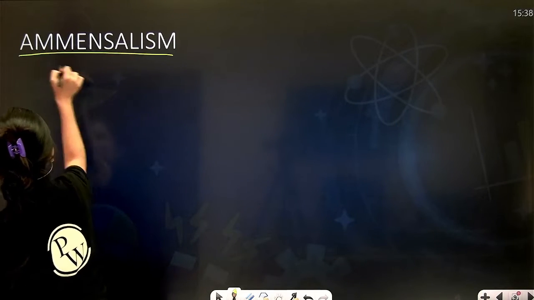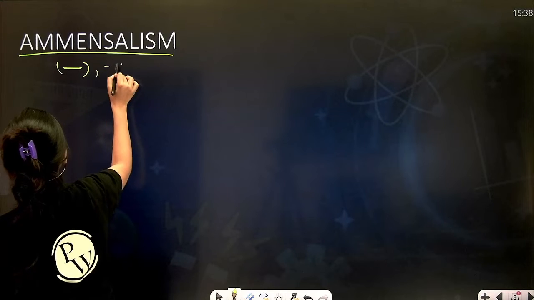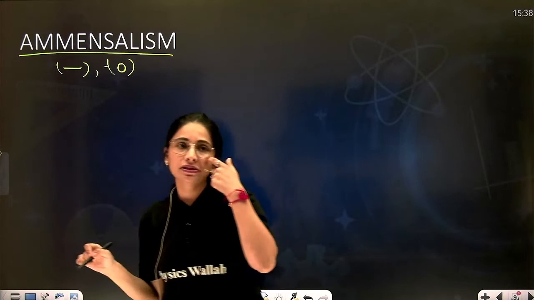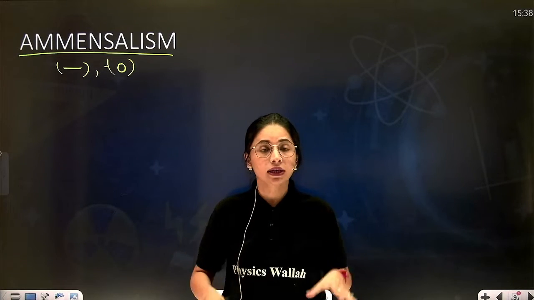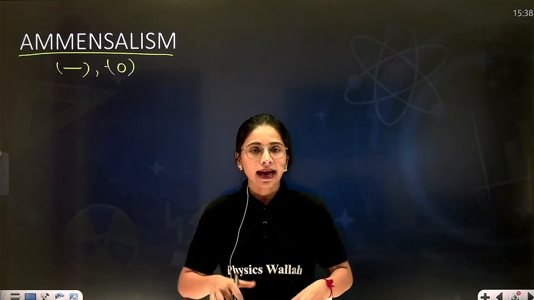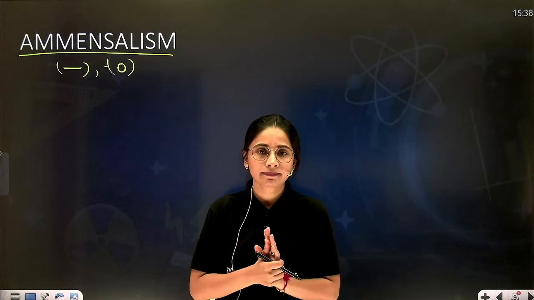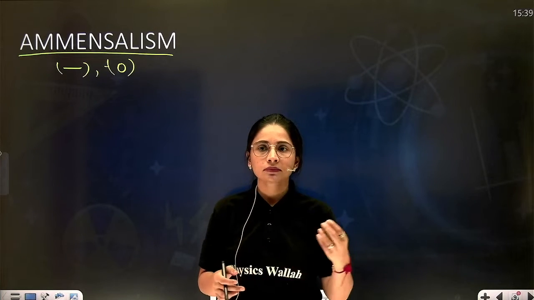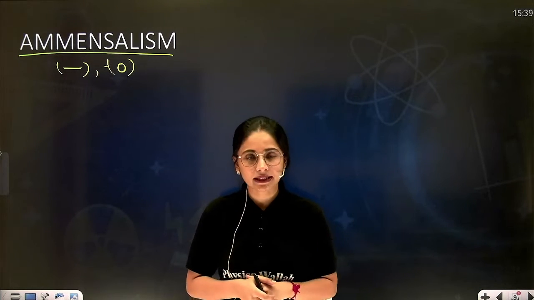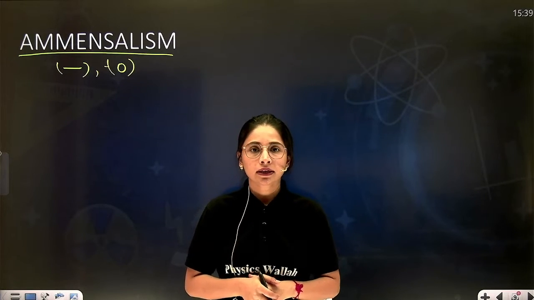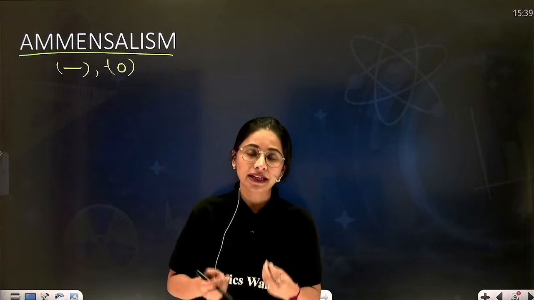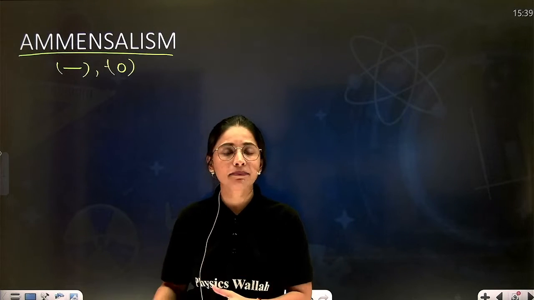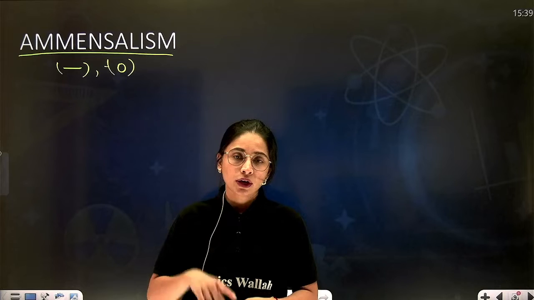amensalism. Amensalism is simply minus and zero interaction, where one species is losing in the presence of another species, and that other species is again clueless. For example, Penicillium notatum is a fungus from which you obtain penicillin. Now, this penicillin is a chemical which will kill the bacteria Staphylococcus. Now, Penicillium notatum, this fungus, is completely clueless.